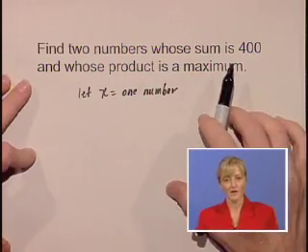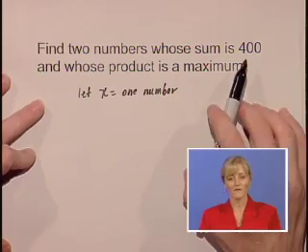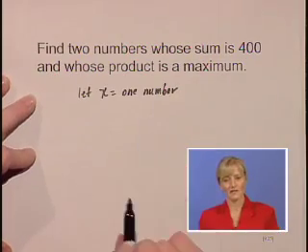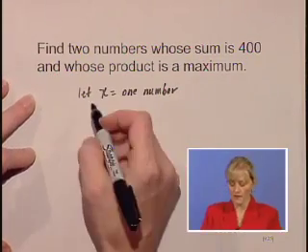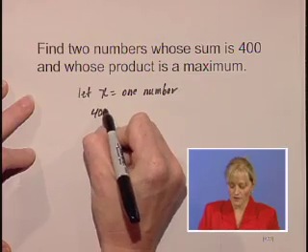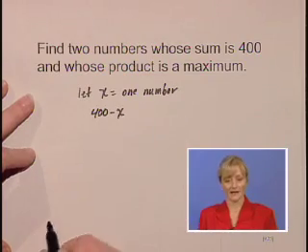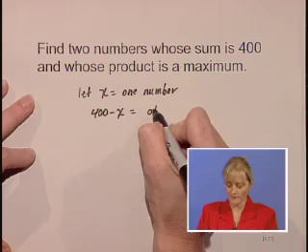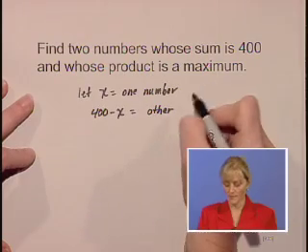Looking at our information, we know that if we add those two numbers, we get 400. So the representation for our second number, or the other number, can be listed as 400 minus x. And that's going to represent our other number.